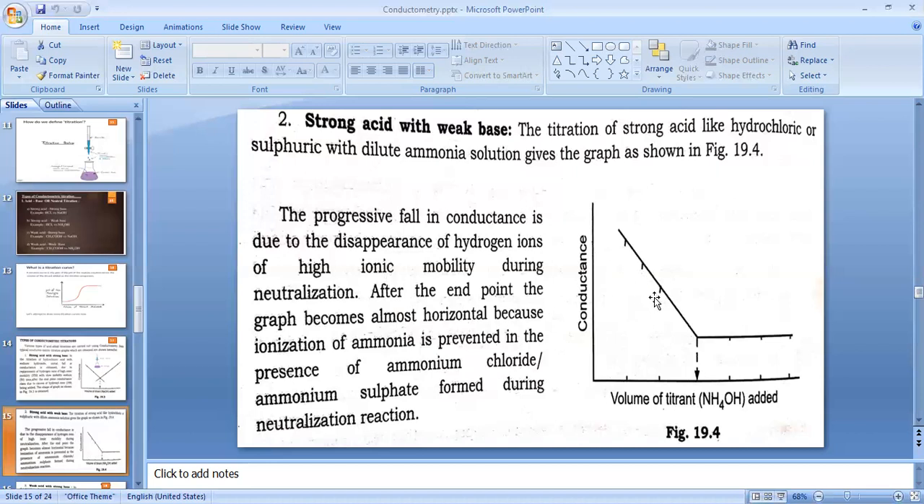The fall in conductance is due to the replacement of the high conductivity HCl with ammonia. And after the end point, what does this point represent? That is the equivalence point of the titration, where all of the high conducting HCl has been replaced with ammonia. And this line represents the ionization of the ammonia. So this will be the graph for strong acid with weak base. An example is the titration of HCl with dilute ammonia.